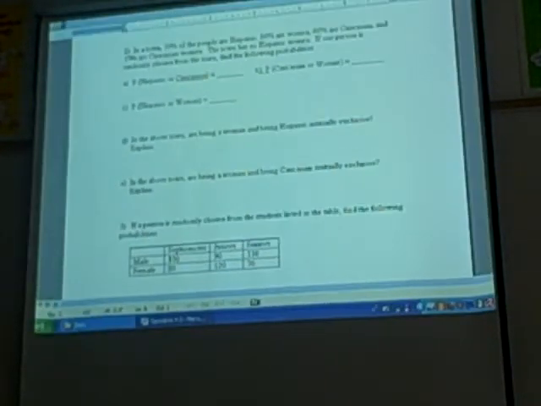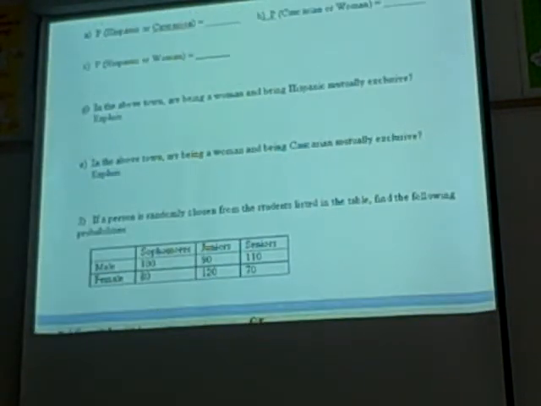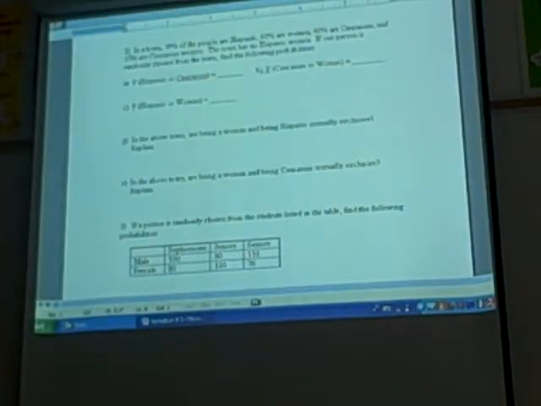Okay, let's go to number 2. See if I can get this to work right. Okay. Kind of just learning on this computer a little bit.